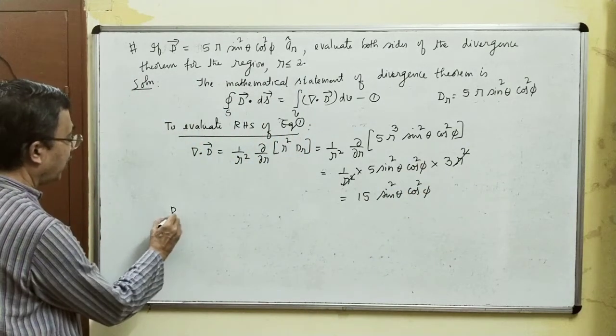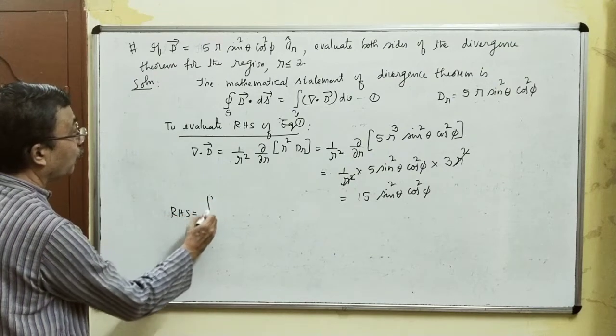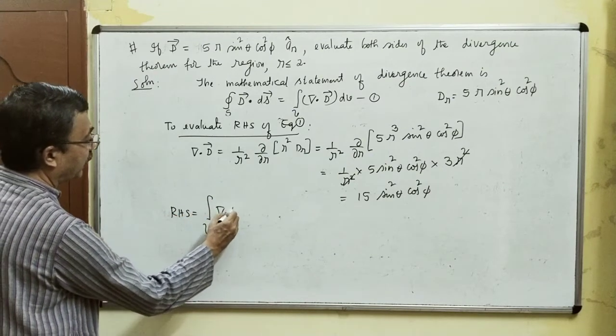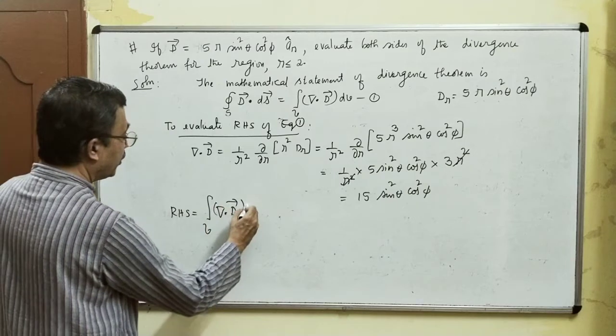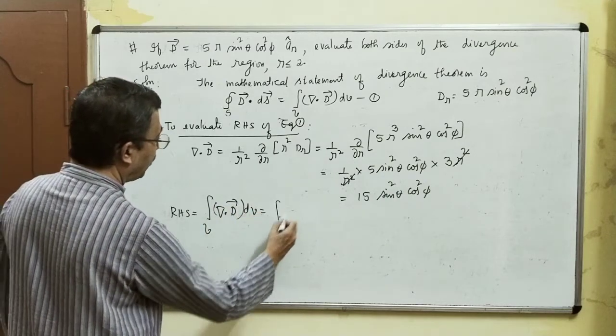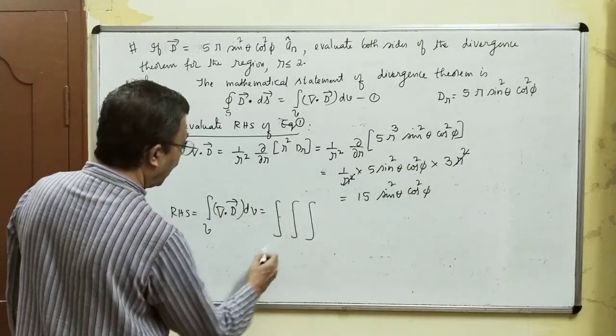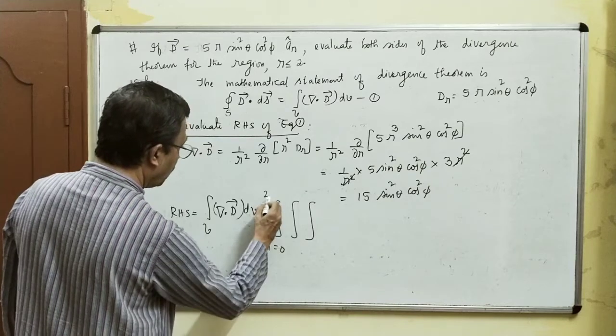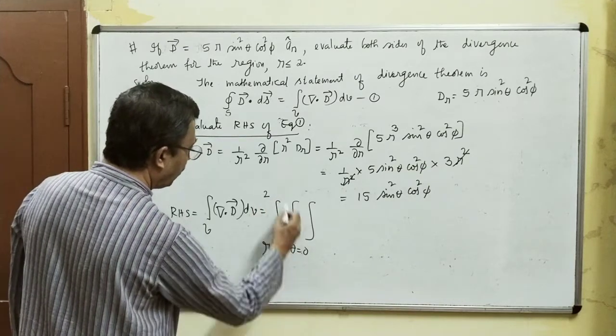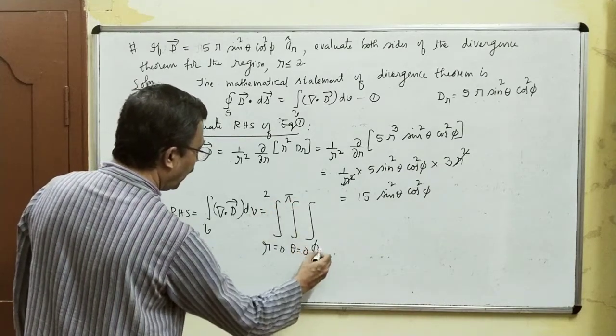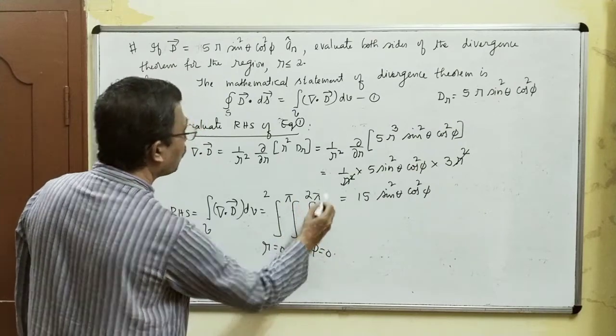So what is right hand side of equation 1? Volume integral divergence of D dV. Volume integral is a triple integral. R varies from 0 to 2. Theta varies from 0 to pi. Phi varies from 0 to 2 pi.